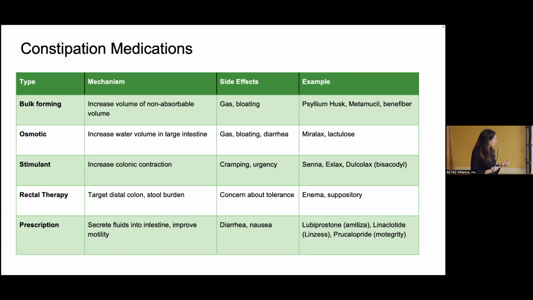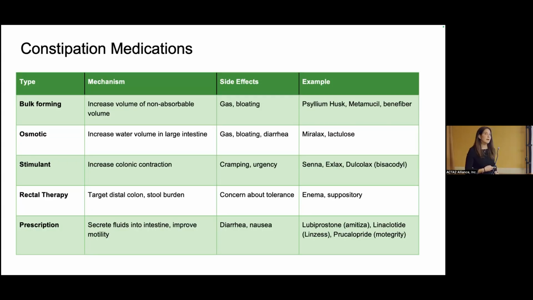The ones I focus on the most are the stimulants in my patients with MSMDS. The stimulants are the ones that actually help with the contractions. So with our ACTA2 mutation, we know that those smooth muscles, as we just saw, really aren't contracting that well. We get these abnormal contractions. They're not that strong. So the stimulants are really the ones that we hope will increase those contractions and help get things moving along the colon. Those are things like Senna, Ex-Lax, Dulcolax.